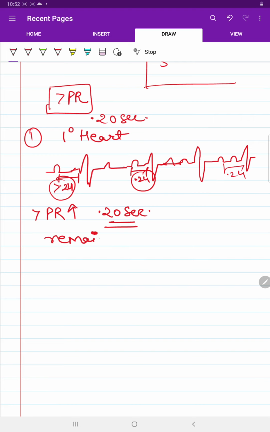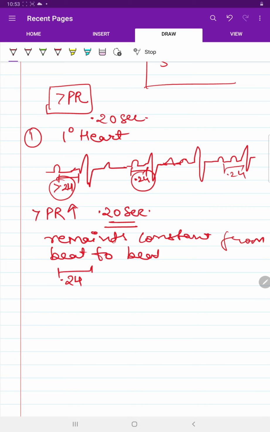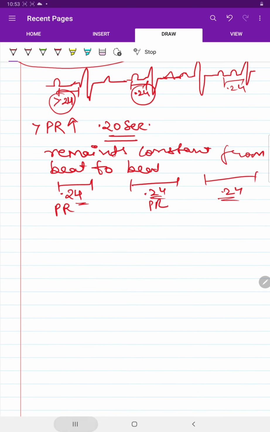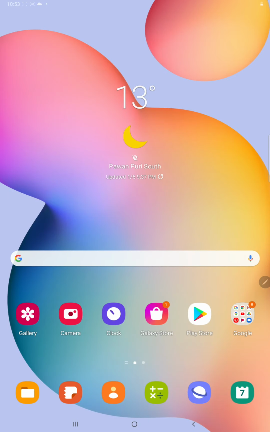It remains constant from beat to beat. If you find 0.24 PR interval in one place, in another beat also you will find 0.24 PR interval. The duration remains constant. In easier terms you can say there is a prolongation of PR interval, but it is fixed. If the PR interval is 0.24, it will always remain 0.24 in this. Now number two, second degree heart block.